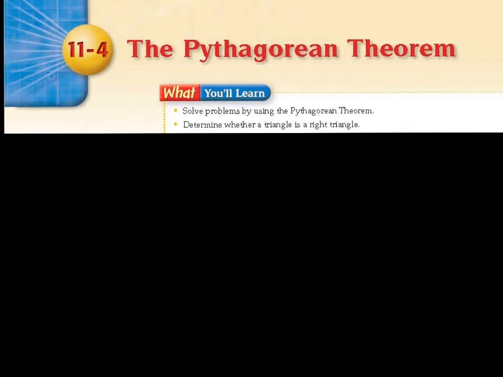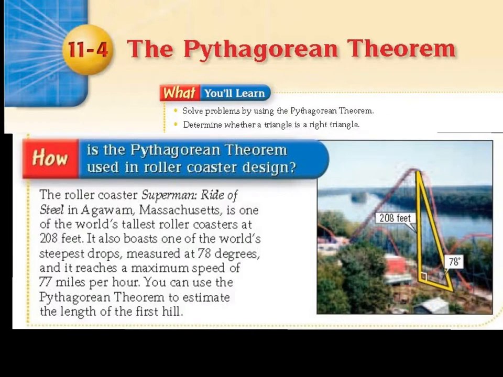We are going to look at how to solve problems by using the Pythagorean theorem and determine whether a triangle is a right triangle. How is the Pythagorean theorem used in roller coaster design? The roller coaster Superman, Ride of Steel, in Agawam, Massachusetts, is one of the world's tallest roller coasters at 208 feet. It also boasts one of the world's steepest drops, measured at 78 degrees, and it reaches a maximum speed of 77 miles per hour.